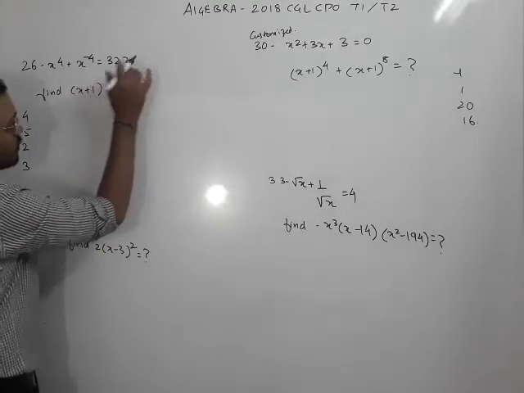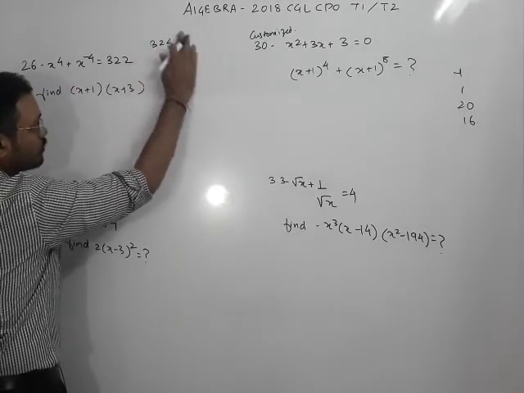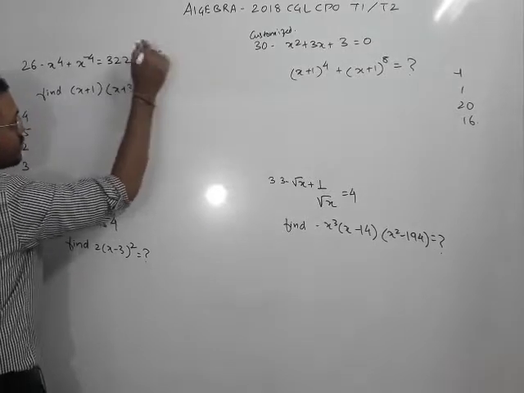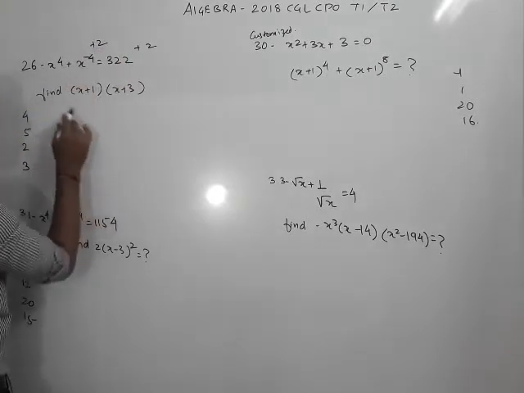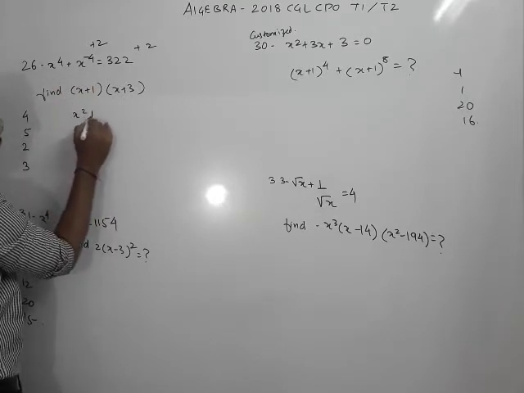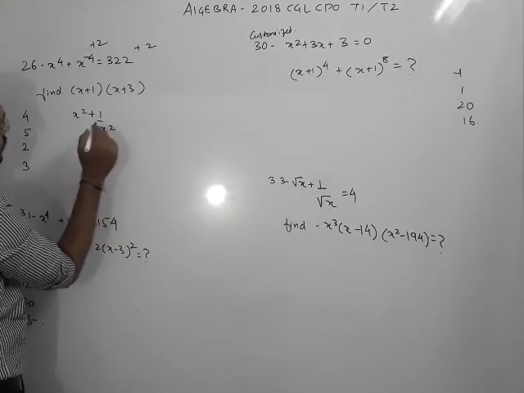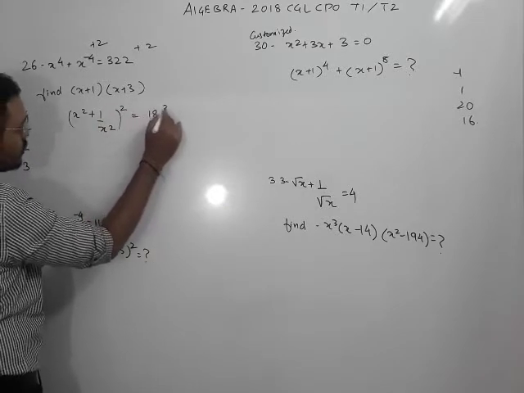Now this is 324, which is 18 square. So I know that I have to do plus 2 here, plus 2 here. So what would it be? It would become x square plus 1 by x square, the whole square is going to be 18 square.